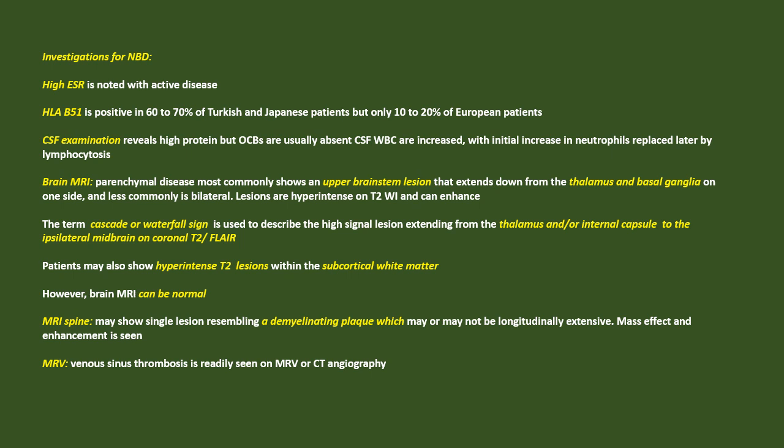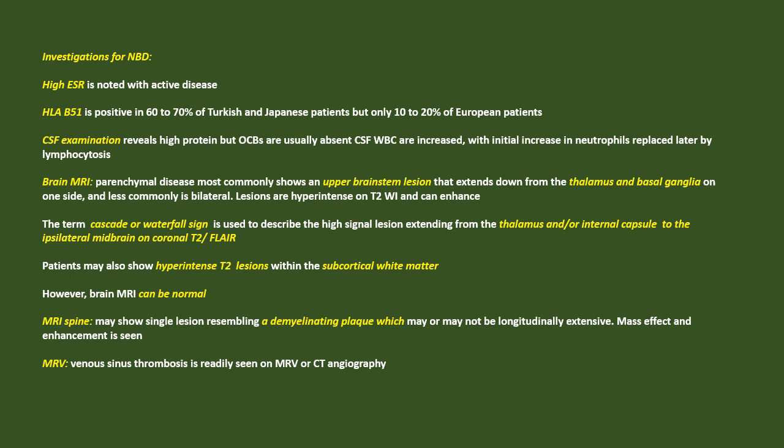Brain MRI. Parenchymal disease most commonly shows an upper brainstem lesion that extends down from the thalamus and basal ganglia on one side, and less commonly is bilateral. Lesions are hyperintense on T2 and can enhance. The term cascade or waterfall sign is used to describe the high signal lesion extending from the thalamus and/or internal capsule to the ipsilateral midbrain on coronal T2 and FLAIR. Patients may also show hyperintense T2 lesions within the subcortical white matter. However, brain MRI can be normal.